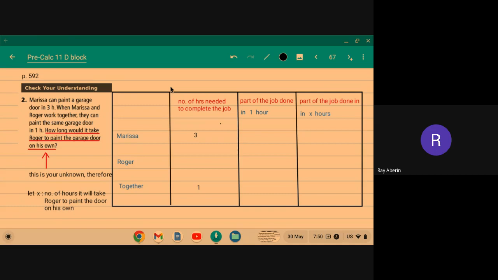Hi everyone, welcome back. We are now on page 592, Check Your Understanding number 2. This one is called the work problem. I know it's a word problem, but it is more commonly known as a work problem, which means it involves work. All right, obviously. Well, let's take a look at the question.